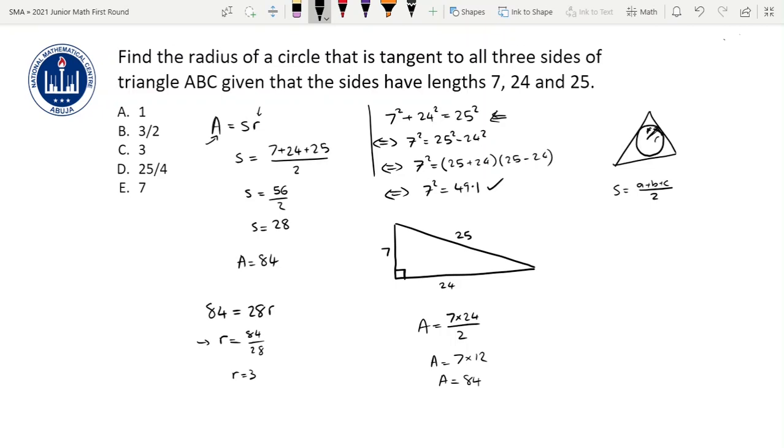So that means that the correct answer to this question is C. Just remember that the radius of the circle that is tangent to all three sides of a triangle is called the inradius of that triangle, and that's what we made use of in solving this question. So this is how to solve question 23 on this exam.